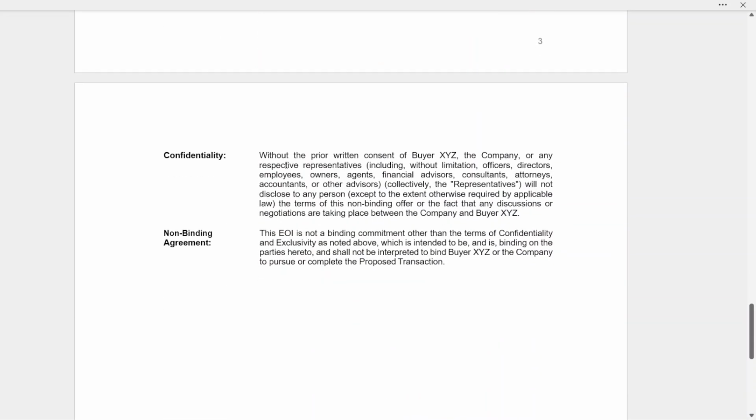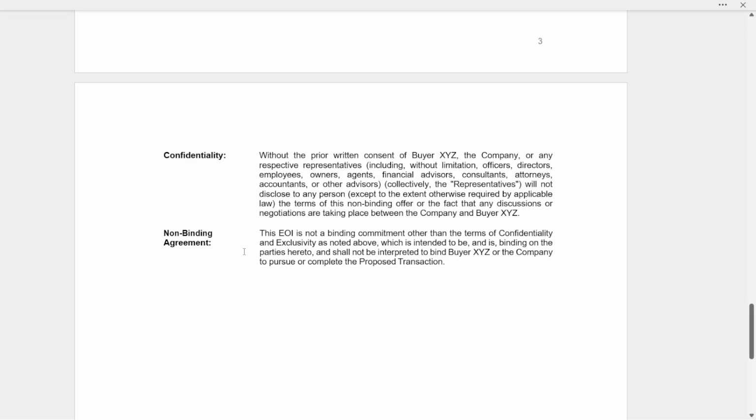And then the last two sections, you always want to see these because you don't want it to be binding. But the first one is confidentiality. So making sure that, without any prior written consent by the buyer, the company, the vendor, and the agents of the seller, the financial advisors, the accountants, are not openly sharing this offer and not discussing the terms of this offer with the marketplace, that everything within this piece of paper and the interest of the buyer is confidential and only between the seller and the buyer.